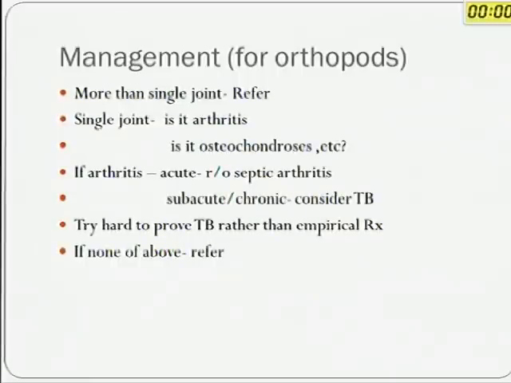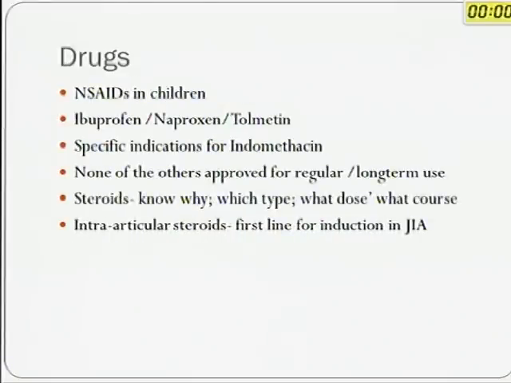So, simple management instructions, more than a single joint, just refer. Single joint, look for the DDs, especially acute, definitely rule out septic arthritis. And TB, try hard to prove TB rather than just empirical treatment. Drugs, just 2 more slides. The one thing I wanted to tell you is that the NSAIDs recommended in children are ibuprofen, naproxen, and tolmetin. And there are some certain specific indications for indomethacin. None of the others are actually approved for regular or long-term use. You can use briefly for post-operative pain, but not really in inflammatory arthritis.